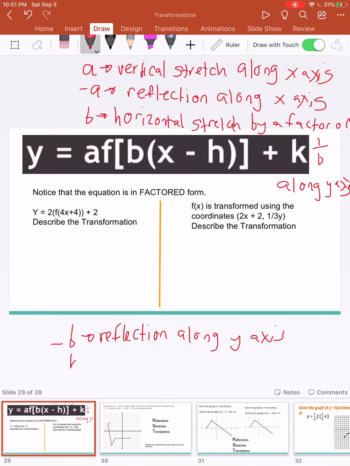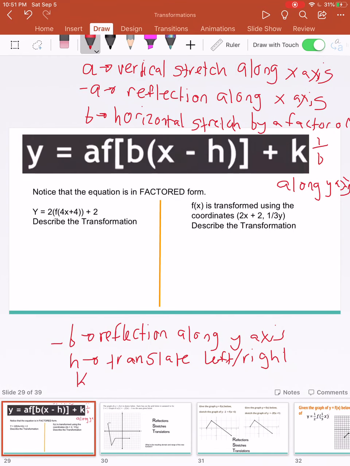Okay, and then h is going to be a translation left or right, and K is going to be a translation up or down. All right. Okay, and then I'm also going to show you mapping coordinates. Sometimes that's helpful for kids. We're going to be using mapping coordinates a lot in this lesson.